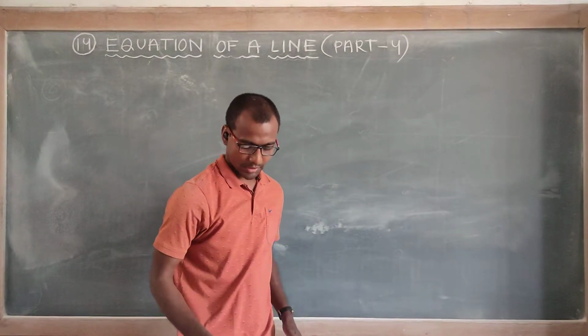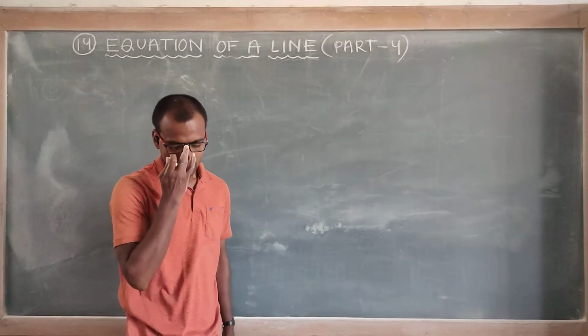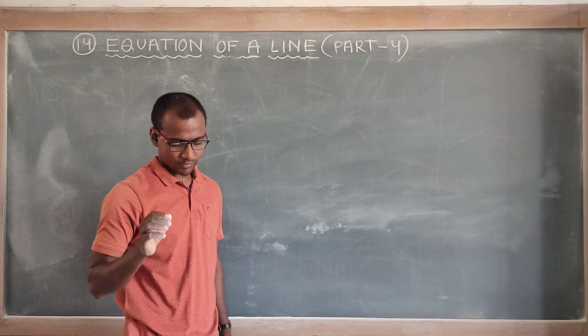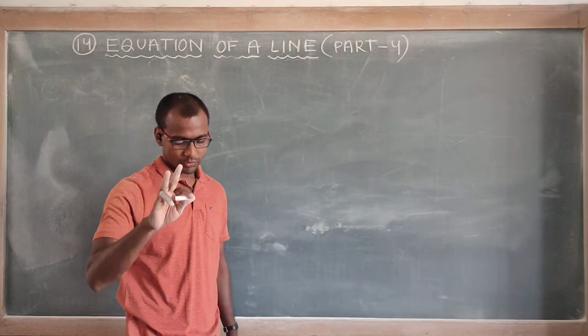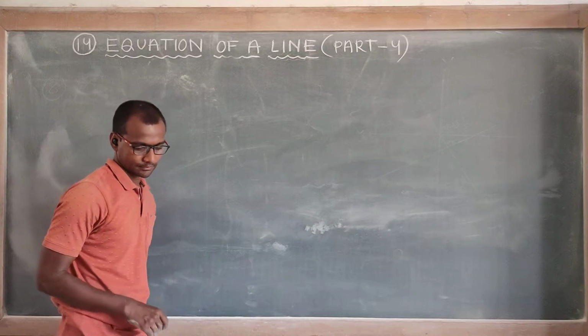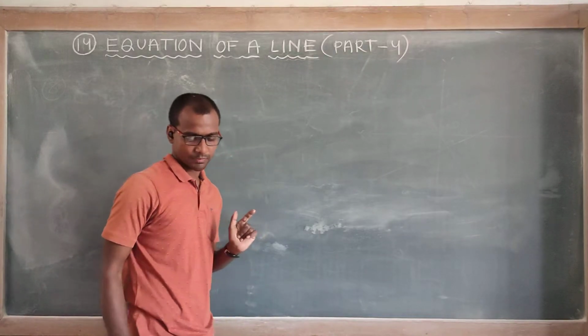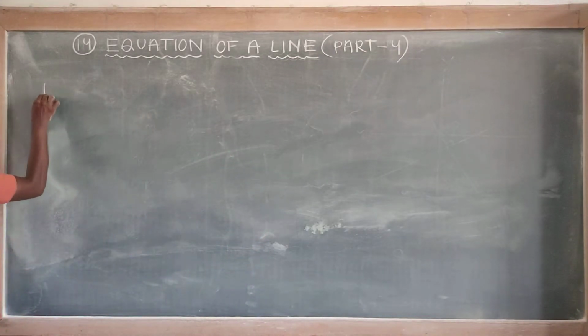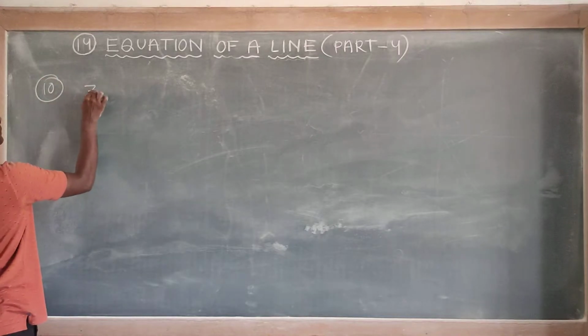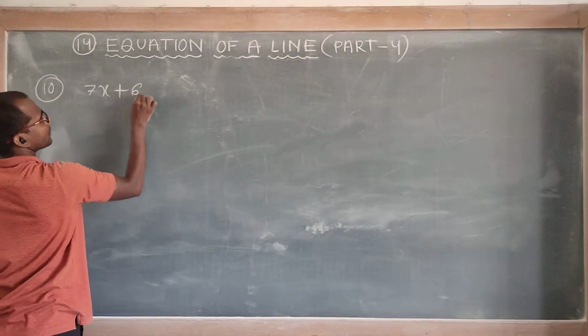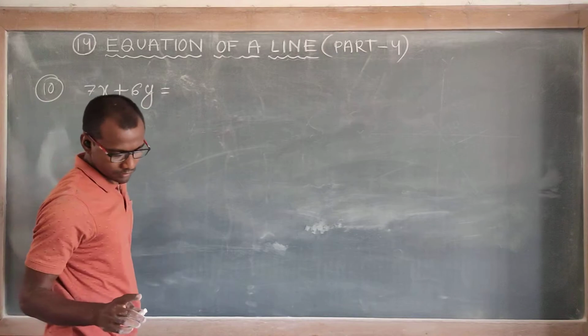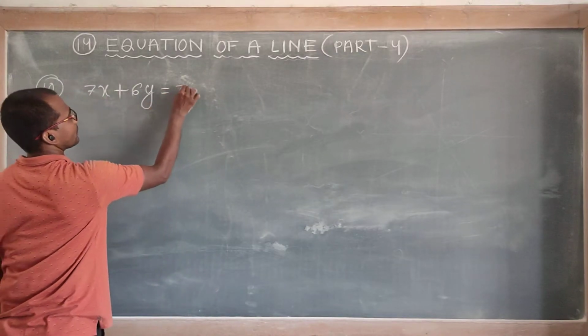Move to question number 10. Find the equation of the line passing through the point of intersection of two given lines. The first equation is 7x plus 6y is equal to 71.